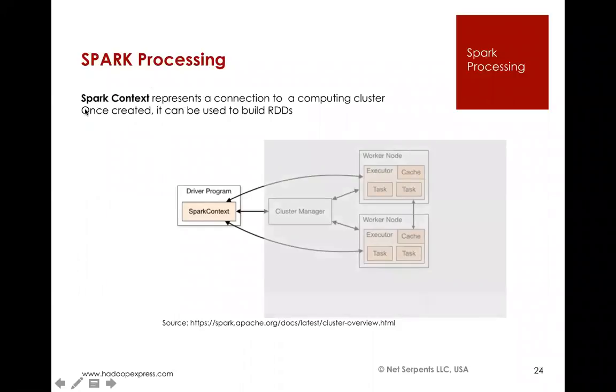Spark context represents a connection to the computing cluster. And once it's created, it can be used to build the RDDs. So the resilient distributed datasets don't get created unless you first create a Spark context. And then once you have this context created, the RDDs, which are at the core, can then be manipulated.